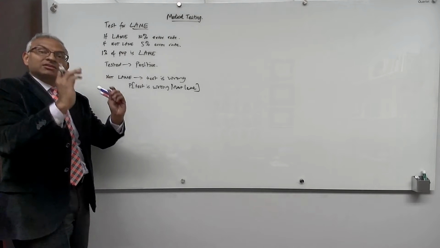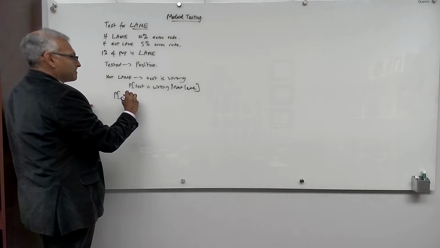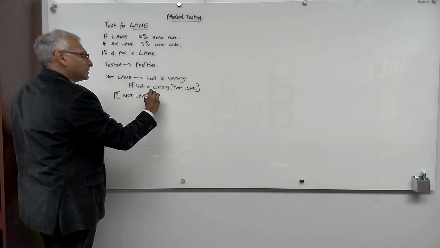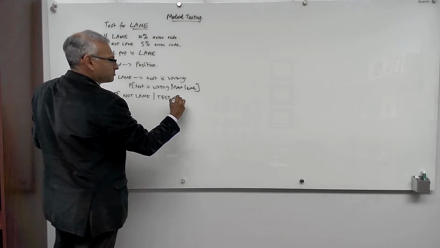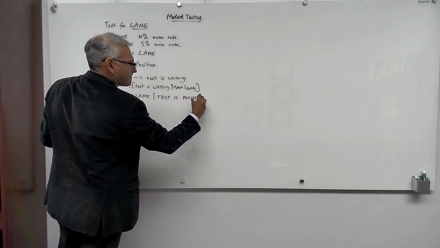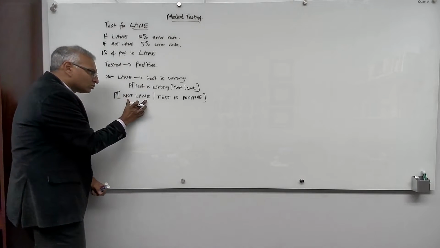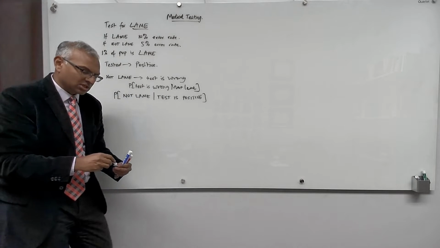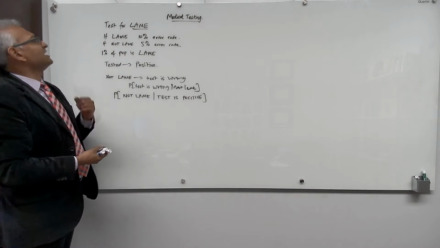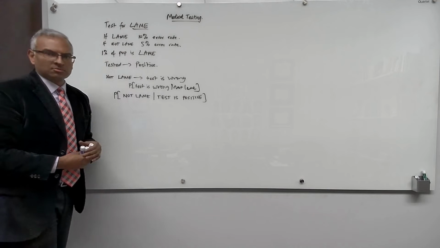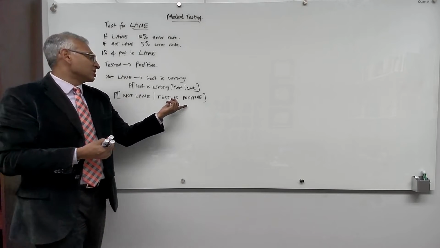So the probability that you need to look at is the probability that you are not lame, given that the test is positive. Because this is the information you're given, and this is what you would like to know. You'd like to compute the probability of being not lame. Now, if you didn't have the test, the probability of being not lame is 99%, because 1% of the population is lame. But now that you have the test, let's see what's the probability that you are not lame.